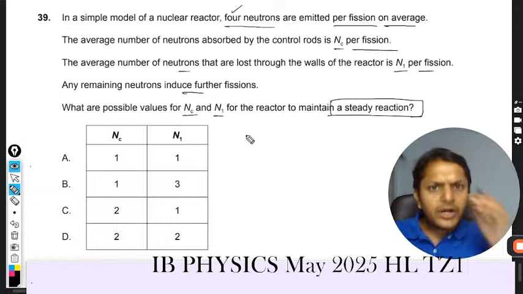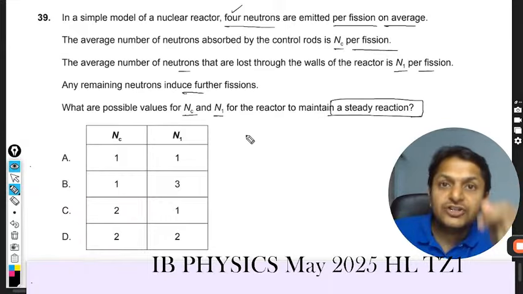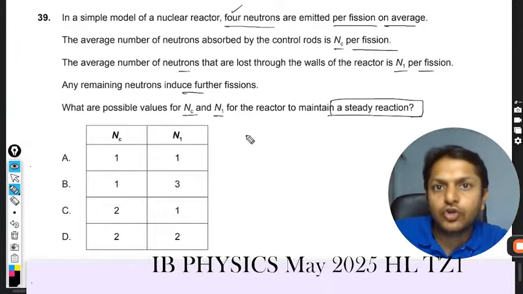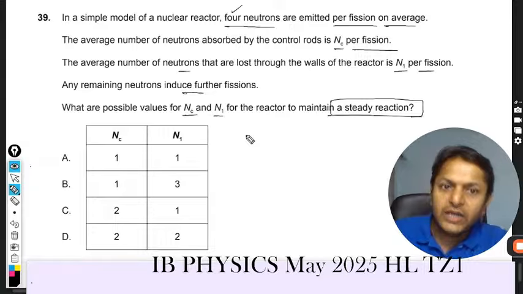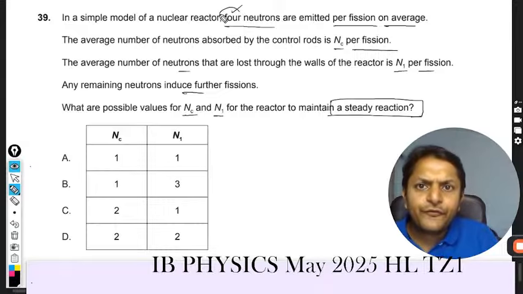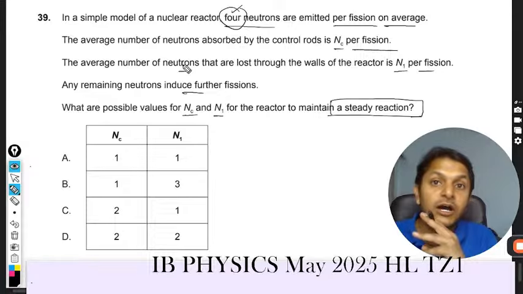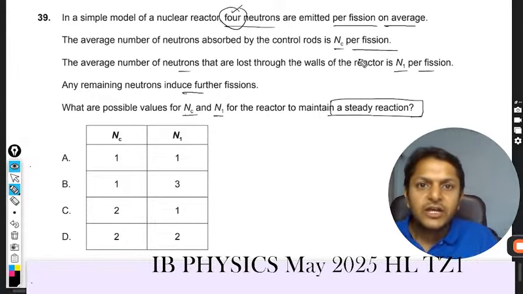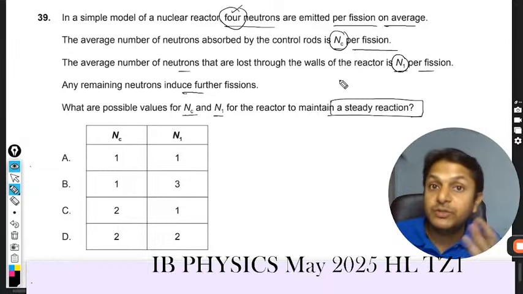So the crux here is that out of these 4 neutrons, you would need only 1 neutron to create a steady reaction. It will be consuming 1 neutron and you would be providing 1 neutron. Out of 4 neutrons, you just need 1 neutron. It means you have to take away 3 neutrons from it. So we have to choose the option where the sum total of NC and N1 should be 3.